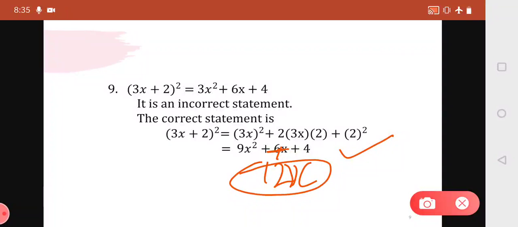Dear students, please copy all this in your CW with neat and clean handwriting. The remaining questions of the exercise we will solve in our next session.